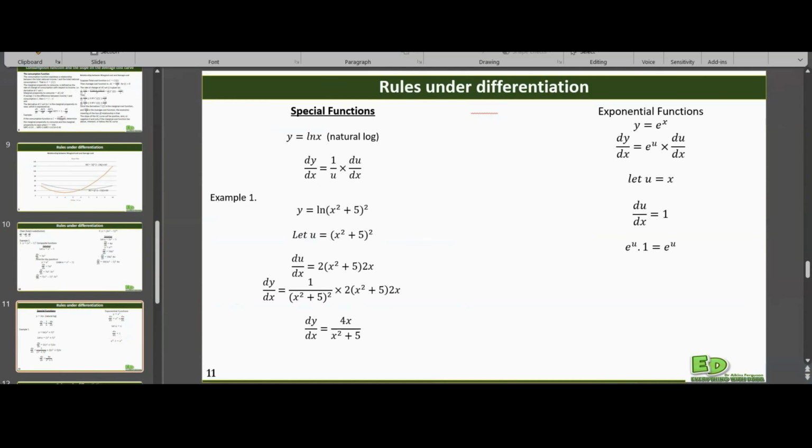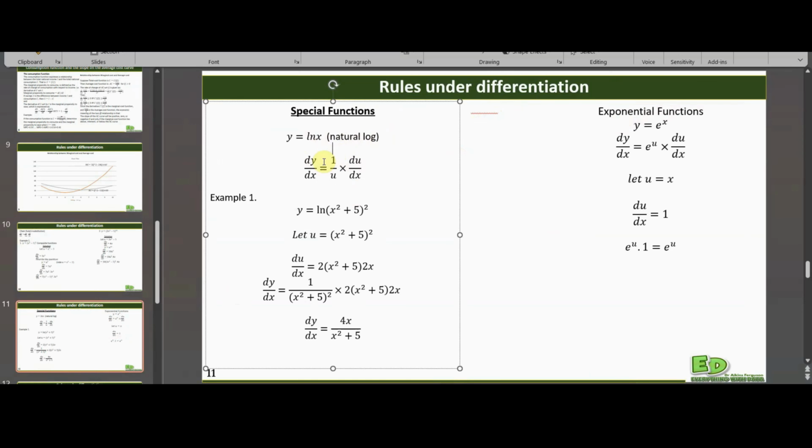Right. So the next thing is that we're looking at some rules in differentiation, right? Which has to do with what is called special functions. Special functions are also rules in differentiation, but that's where we have what is called the natural logarithm and you have what is called the exponential functions. So let's look at the first aspect of the special functions, where we have the natural log.